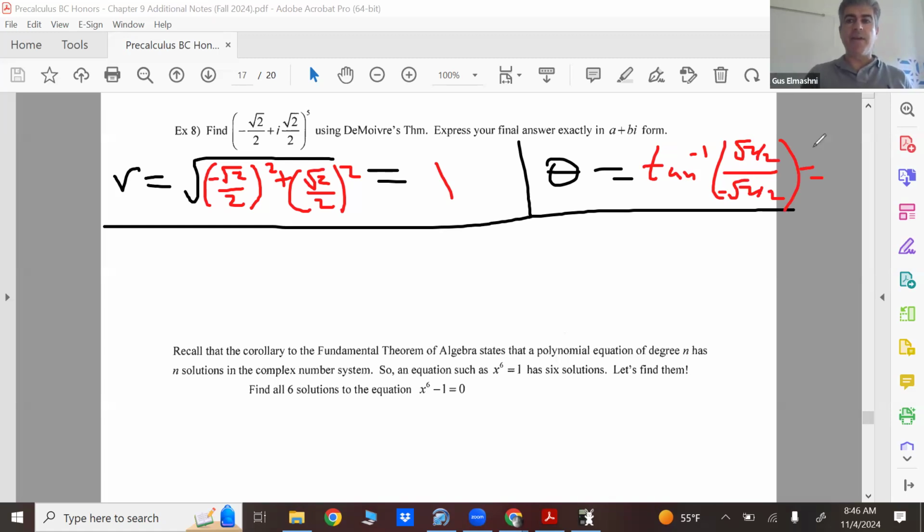Okay, it's in the second quadrant, right, guys? So it should be 3 pi over 4 for the angle.